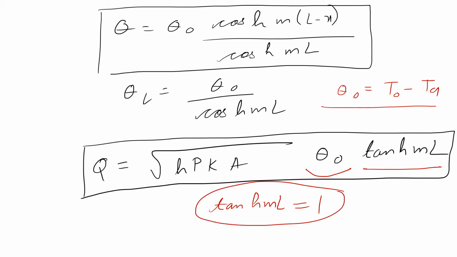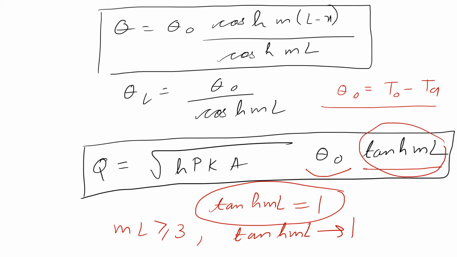So it is observed that when ml is greater than or equal to 3, tan hyperbolic ml tends to 1. So this is the value for ml fin when it is assumed to be infinitely long. Now you have just seen in infinitely long fins that this one is missing. It is missing because ml is greater than or equal to 3 there. That's why the fin becomes infinitely long. So this formula can also be used for solving infinitely long fins by putting this value 1.